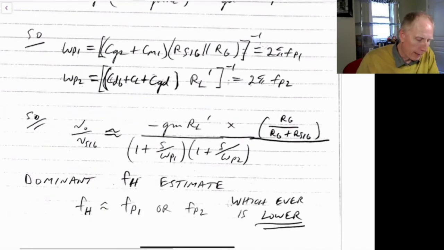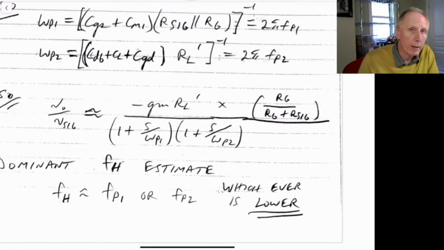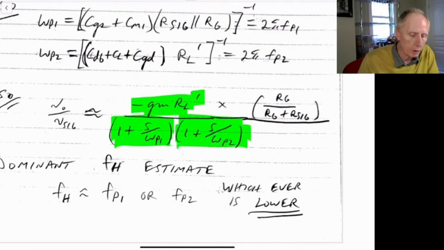So we basically now have found that we know our mid-band gain is equal to minus GM RL prime. We know we have two poles, so we can write it as divided by 1 plus S over omega P1, and also divided by 1 plus S over omega P2. Of course, that's the gain from the gate to the output.